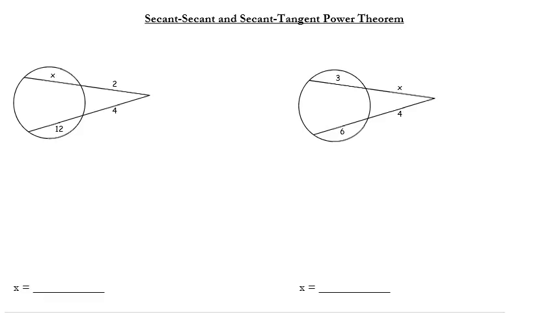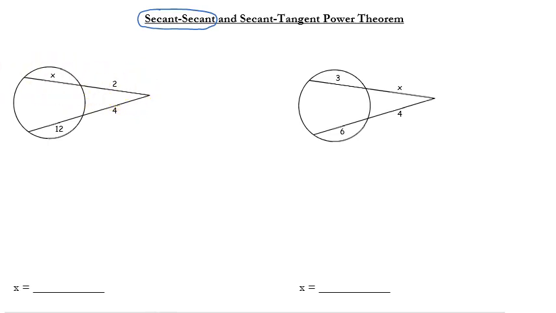Our other power theorems deal with secants and tangents. The first type we'll look at is what we call a secant-secant power theorem, and then the second type we'll look at in this video is the secant-tangent power theorem. So, the first one, in a secant-secant power theorem, we have two secants.